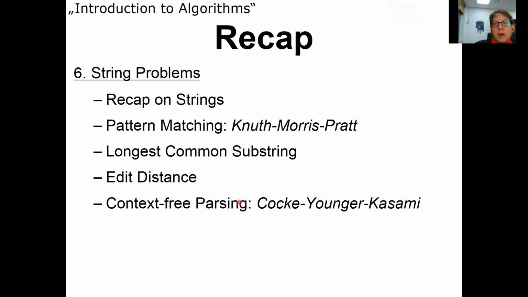We've talked about the parsing problem, syntax checking, that is, a special version of context-free parsing, and the Cocke-Younger-Kasami algorithm for solving that. And we've just finished talking about string compression, Huffman tree construction as a prefix-free code. So that's all from chapter 6 on algorithms.